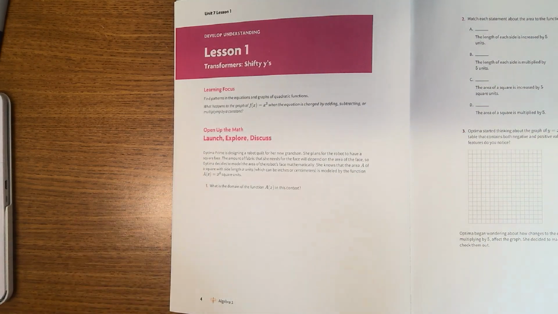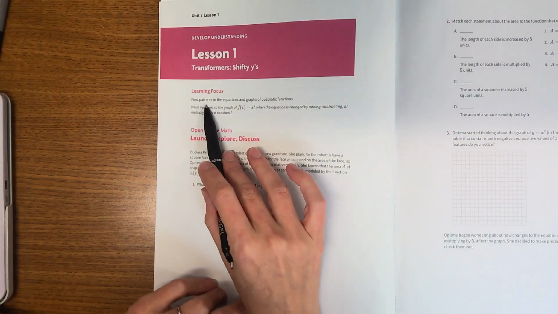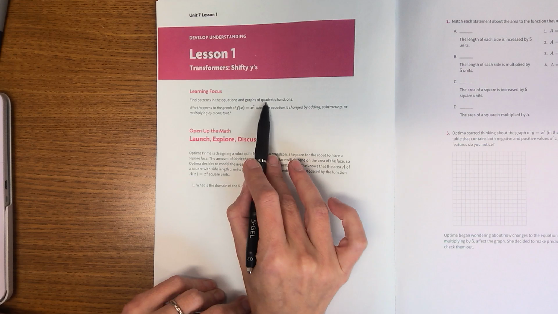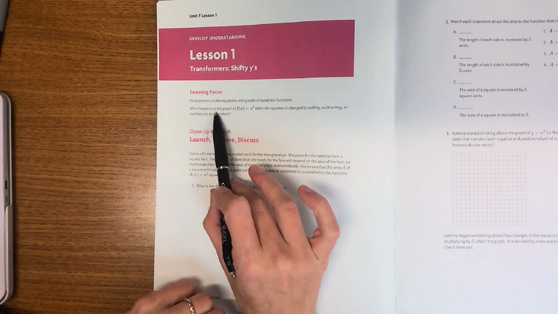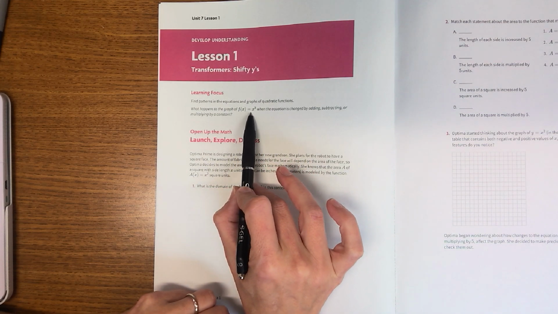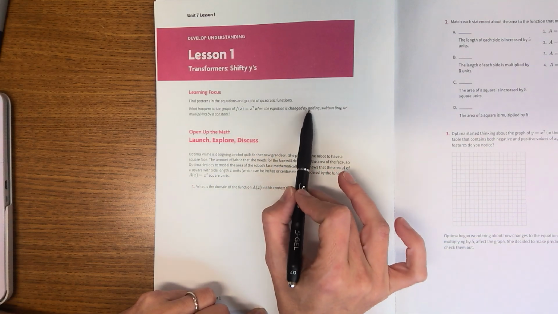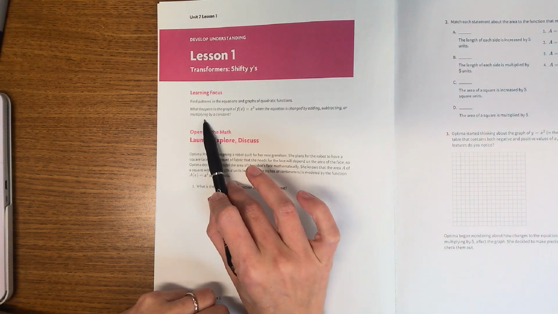Our learning focus today is to find patterns in the equations and graphs of quadratics. Specifically, what happens to the graph of f of x equals x squared when the equation is changed by adding, subtracting, or multiplying by a constant. Okay, that's what we're trying to figure out today. So if we change up this equation, what's going on?